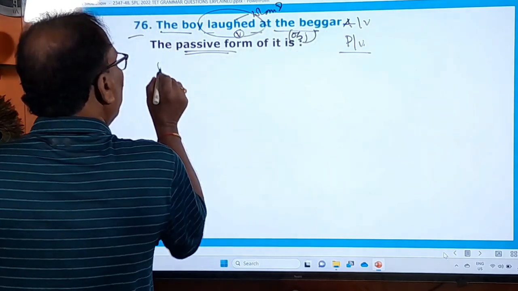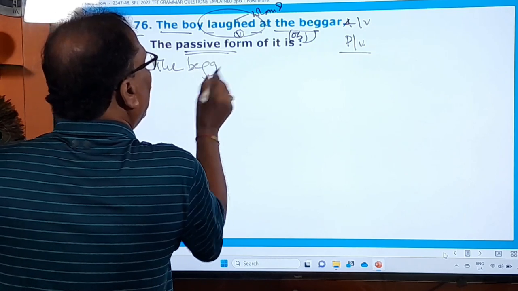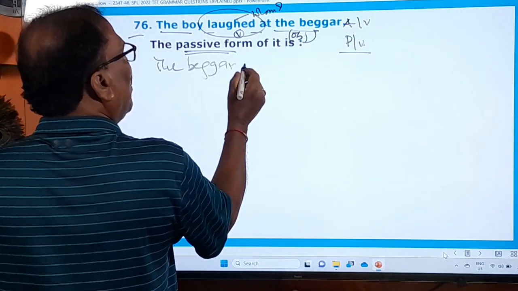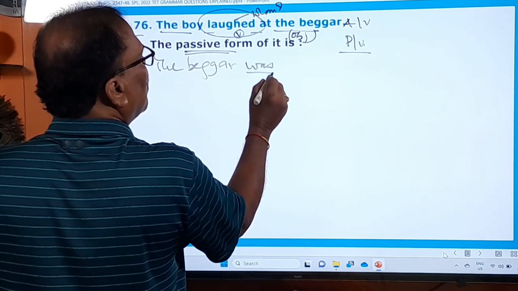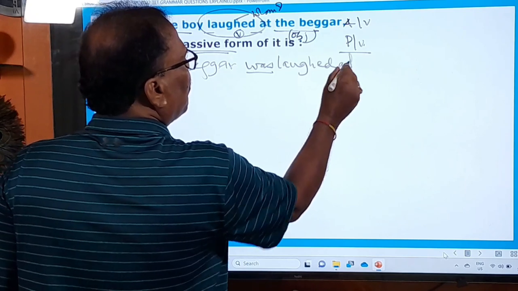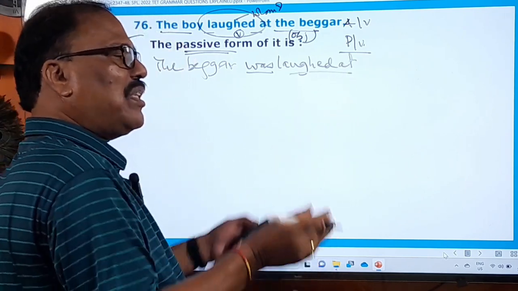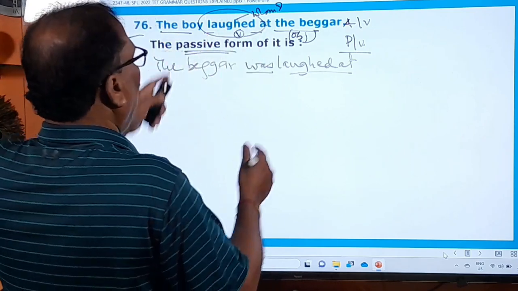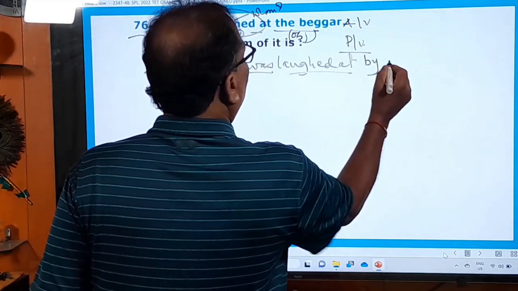You bring it to the front position. Okay. The beggar. It is the singular object. The object is in singular number, and therefore you have to use was. And laughed at. The past participle of laughed at is laughed at again. ED verbs are the same, both in the past tense and past participle. Laughed, laughed, same. And here you use the word by the boy.